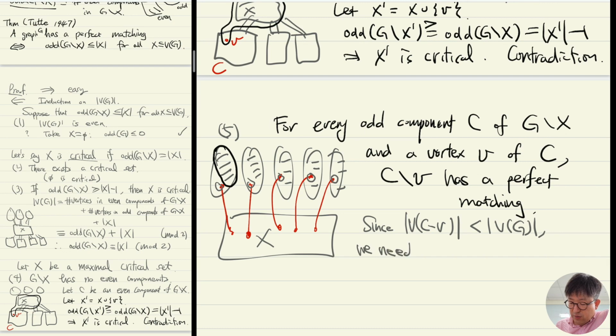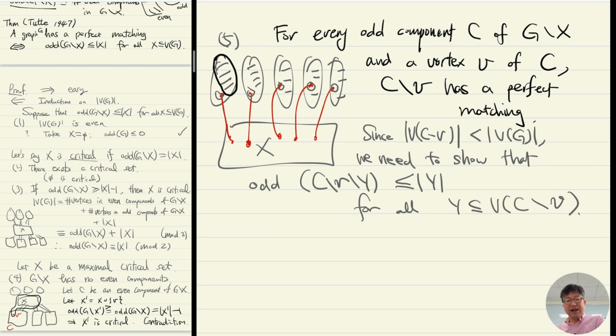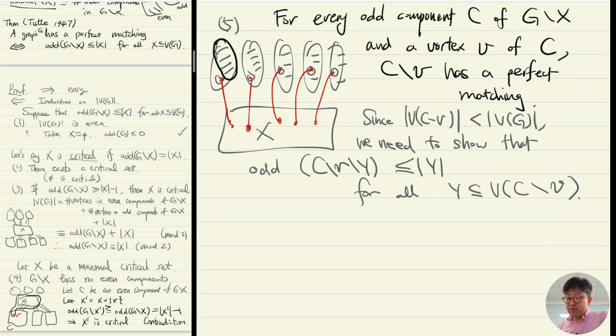We need to show that for C delete V, the number of odd components of C delete V delete Y is at most |Y| for all Y subset of C delete V. So we are applying Tutte's theorem to a smaller graph, C delete V. If this is the case, then we know that C delete V has a perfect matching. So we can assume otherwise.